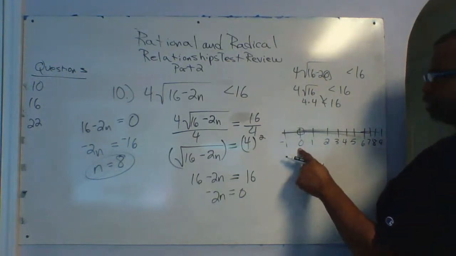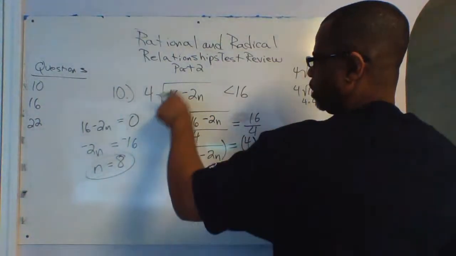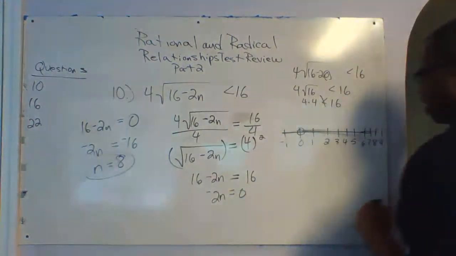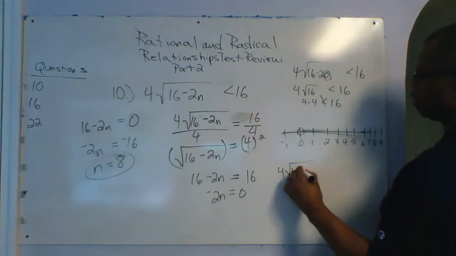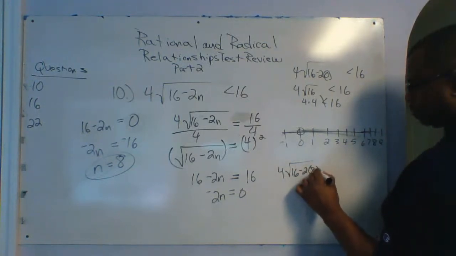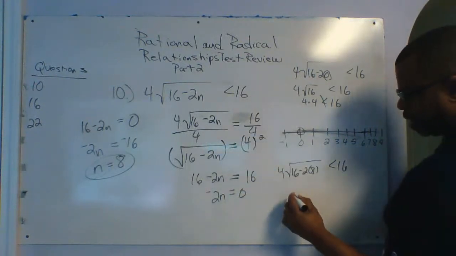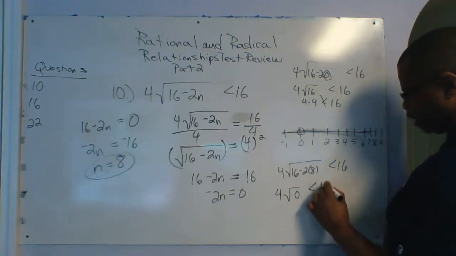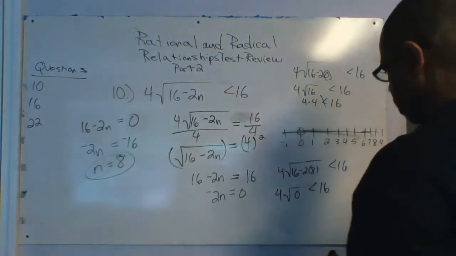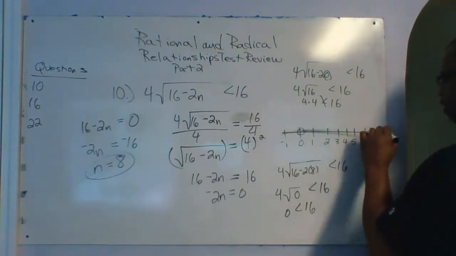So I know this can't be included. Now I have to set what's up in here to be 0. So if I do 8, I'm going to plug in 8 here. So that's 4 times (16 minus 2 times 8), then less than 16, because that's the original problem. Okay, so that'll be 4 times 0. That's 0. It's less than 16. All right, so that means 0 is less than 16. So I can go here.